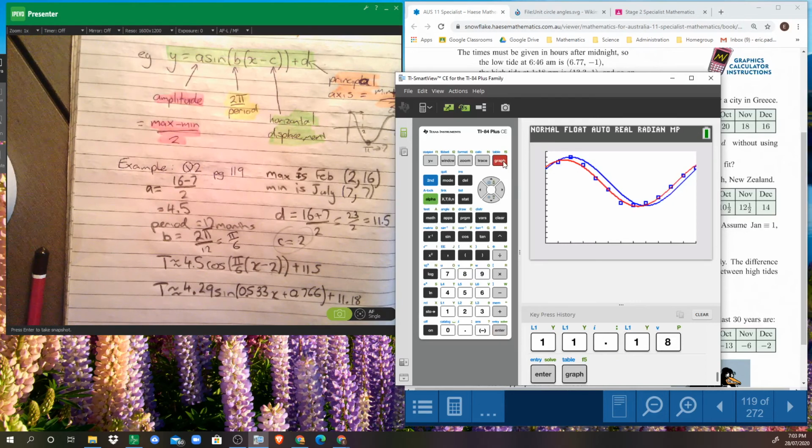Okay, so yeah, this is better. You notice that the maximum looks like it occurs more in January. So it doesn't fit that part too well, but it fits the data better than Y1. But yeah, that's how you can go about doing it if you want to do this with a graphics calculator.